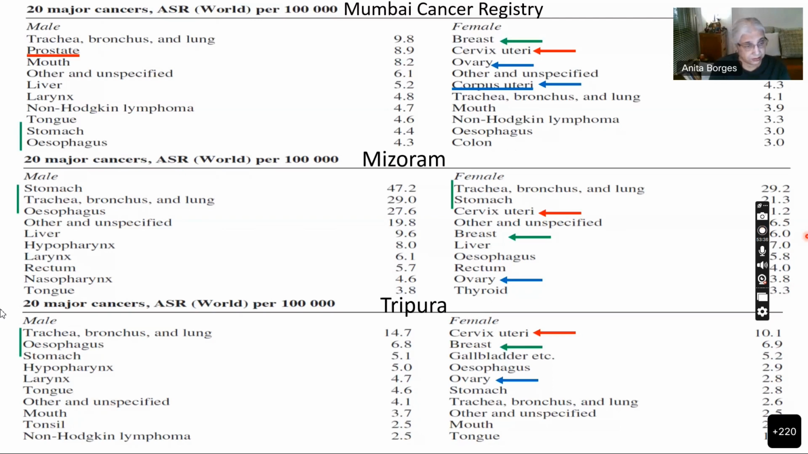Ma'am, to evaluate the risk factor at a particular area that are causing an increase in cancer so that we can control them. Very good.